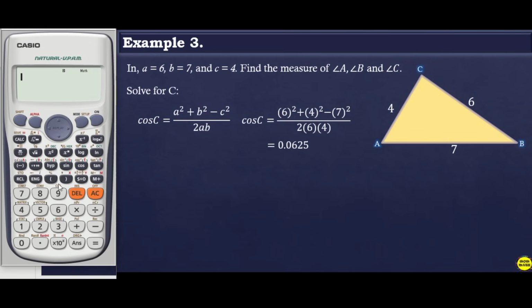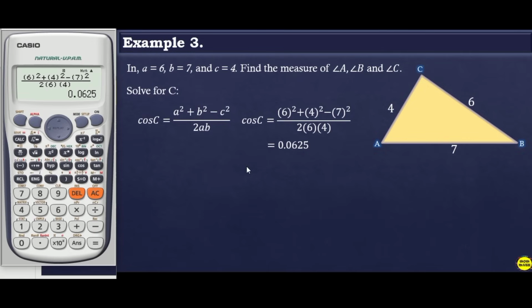So, let us solve. So, cosine C, we have, ayan. So, this is 6 squared. And then next, plus. Then, ganun ulit. Input lang po natin lahat ng ating values. And then, squared ulit. And then, minus. Don't forget to press next ha, para bumaba po yung ating ano. And then, 7. So, we have 7. Close. And then, squared. Arrow down. And then, 2 times 6 times 4. Press equals.